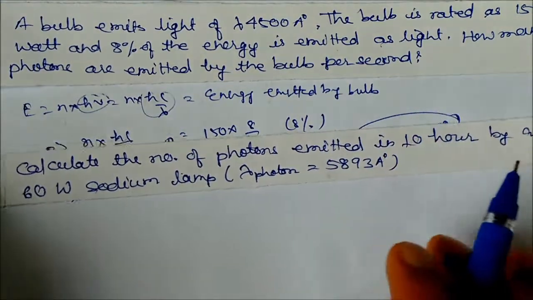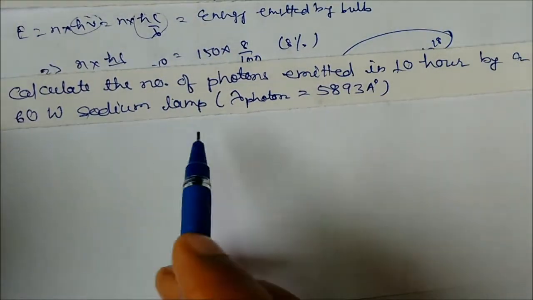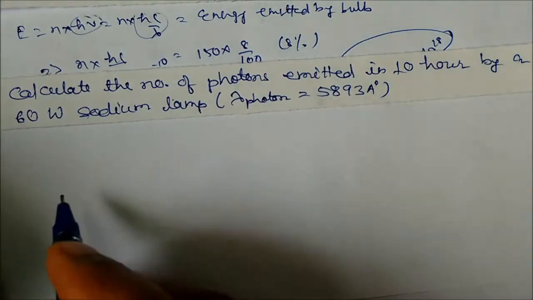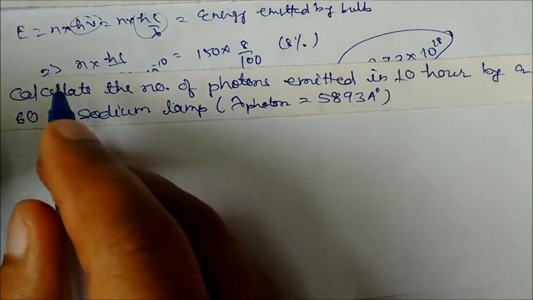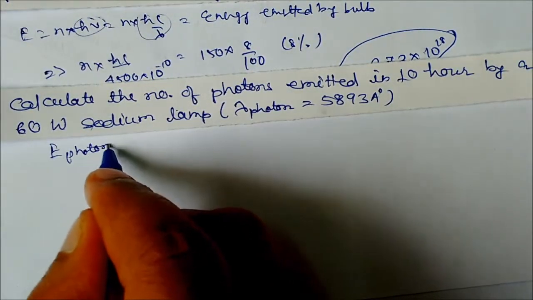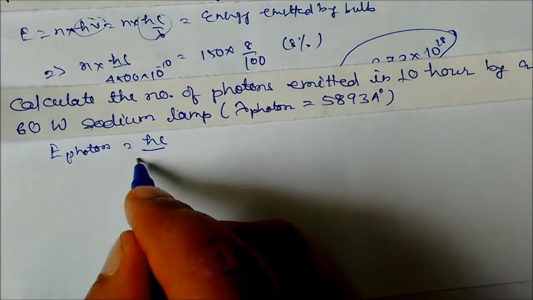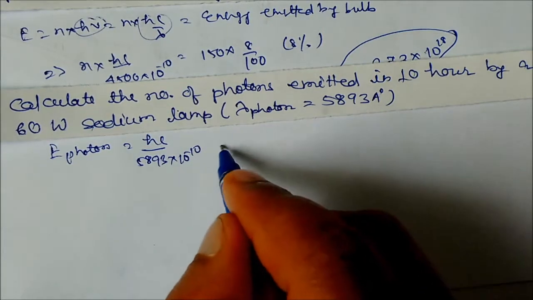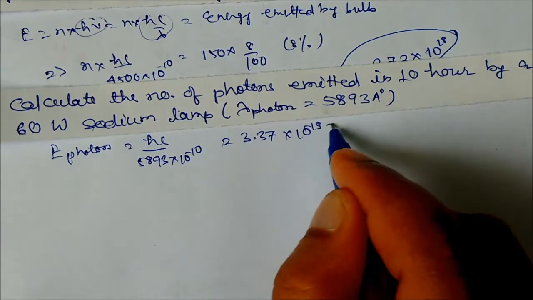Calculate the number of photons emitted in 10 hours by a 60 watt sodium bulb. The wavelength of the photons is given. So again, very simple. The energy of a photon will be equal to hc by lambda, and lambda is given here as 5893 into 10 to the power minus 10, angstrom. So this will become 3.37 into 10 to the power minus 19 joule.